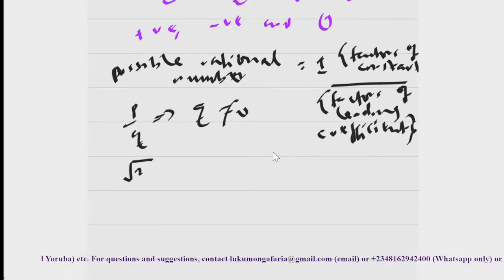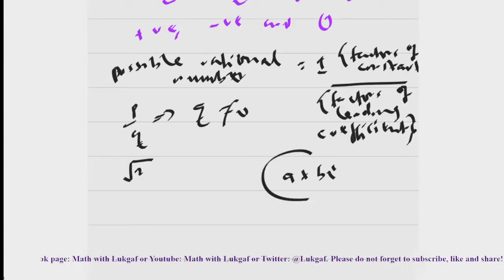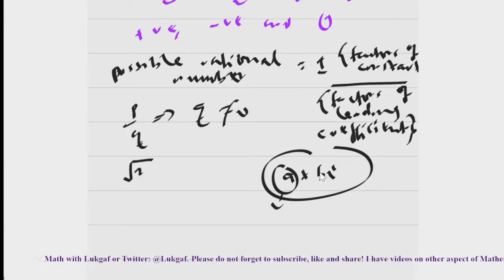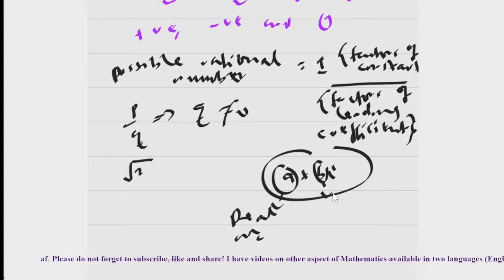In fact, you can still have a complex root. You can have different types of roots. You can have a complex root, that is when your root is a complex number. When you say complex number, you can have it as a plus bi, where a is a real number, and b is what? Imaginary number.